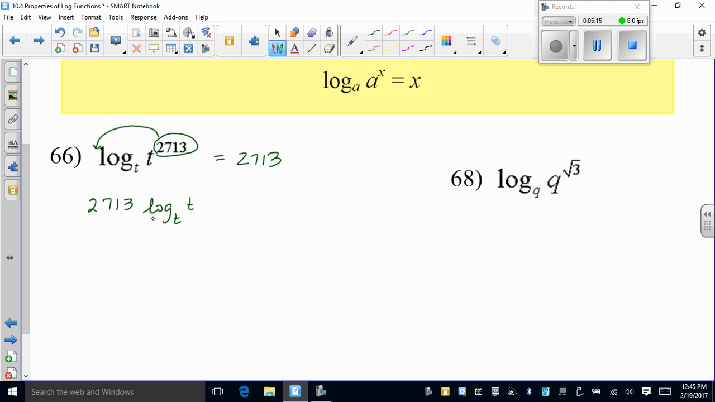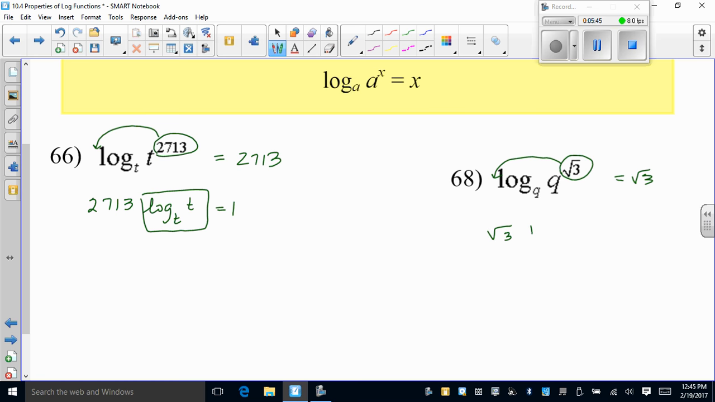This guy here is equal to 1. How do we know? Because I'm asking you t to what power will give me t, the first power. So our answer is just 2713. So the same thing here. I bring the power forward. So we're doing it the long way. But I'm letting you know the answer here is just going to be radical 3. It is radical 3.